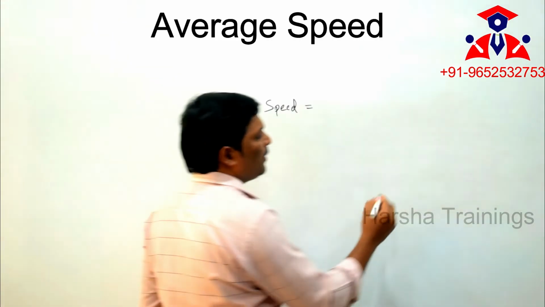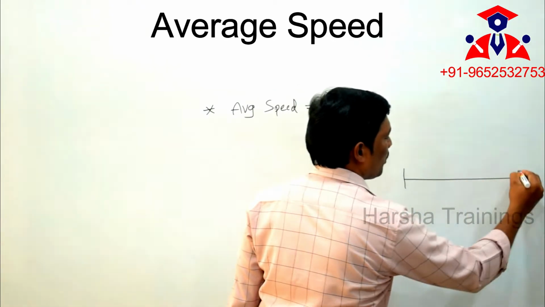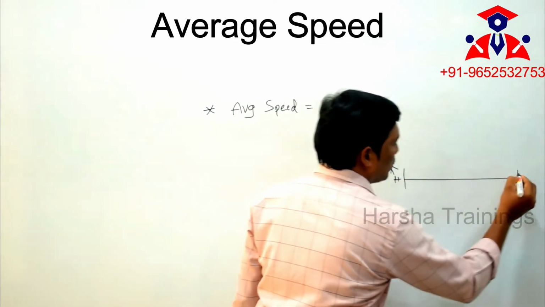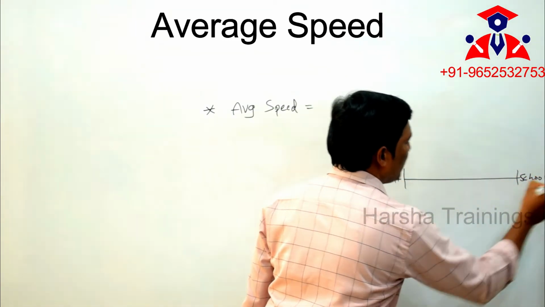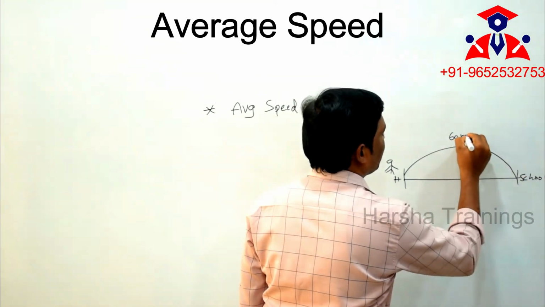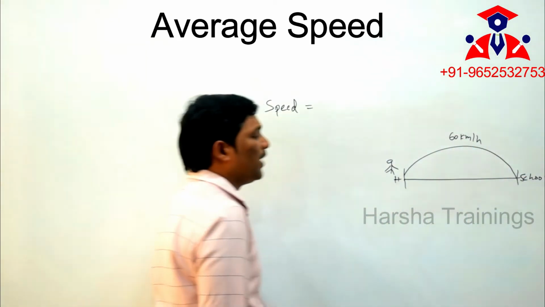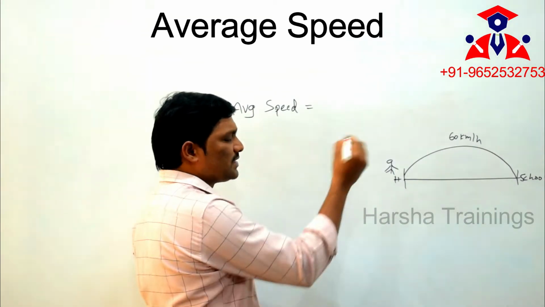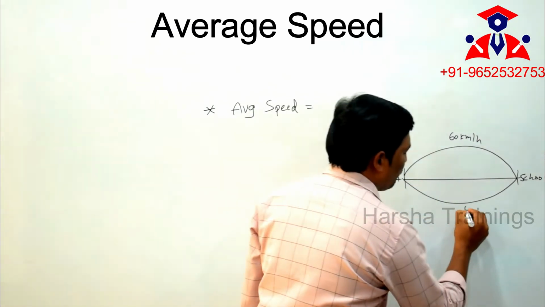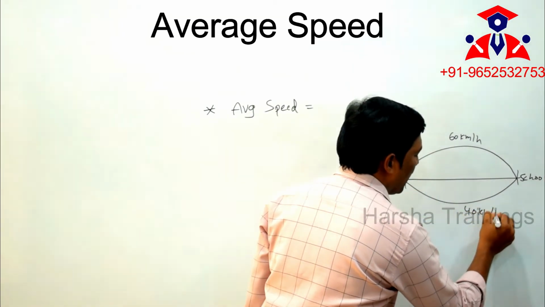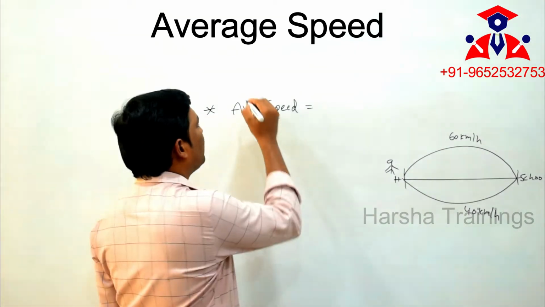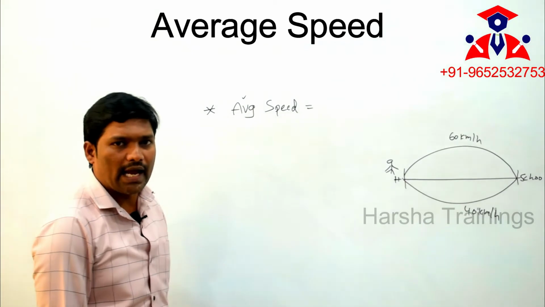For example, guys, a boy moving from house to school with a speed of 60 kilometer per hour and coming back home with a speed of 40 kilometer per hour. Then find the average speed.